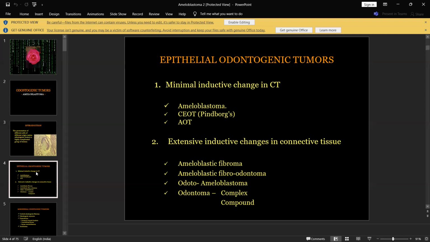The second category is extensive inductive changes in connective tissue. Under that heading, we got ameloblastic fibroma, the second one is ameloblastic fibro-odontoma, the third one is odontoameloblastoma, and the fourth one is odontomes. In odontomes, we got two varieties: complex odontome and compound odontome.